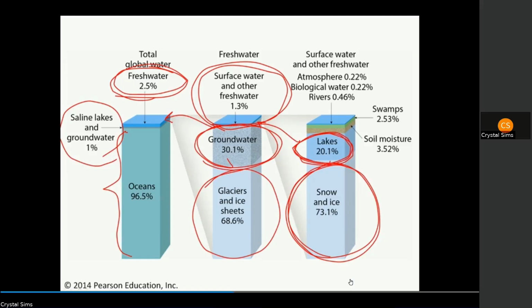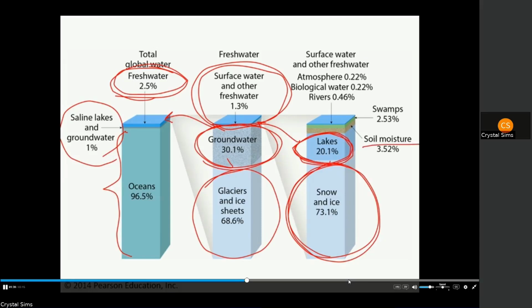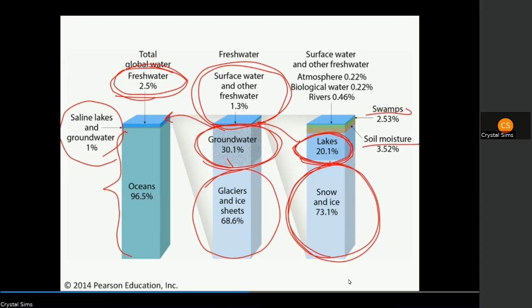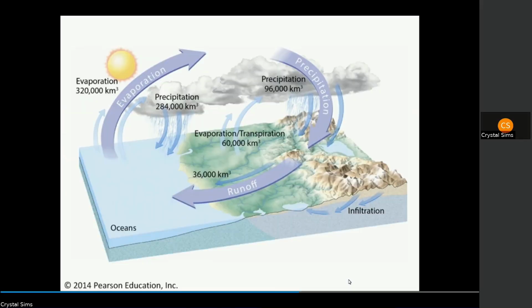Of the part that's not snow and ice and the part that's not lakes, we've got soil moisture, swamp water, the water that's in our atmosphere, the water that's in living organisms, and then the only thing left, the remaining paltry 0.46%, is present in rivers. So rivers are a tiny proportion of a tiny proportion of a tiny proportion of the world's water, yet they are quite important. Rivers are part of the water cycle.